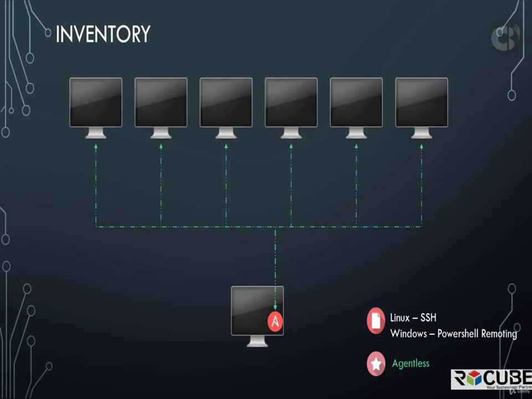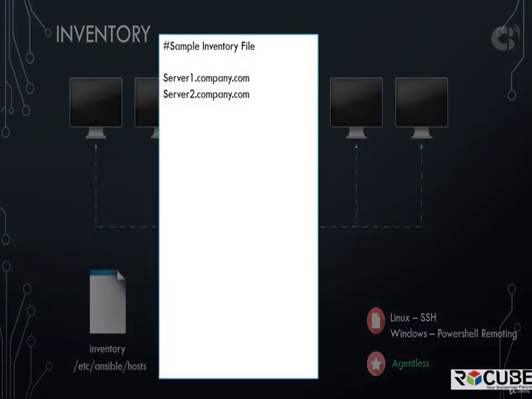One of the major disadvantages of most other orchestration tools is that you are required to configure an agent on the target systems before you can invoke any kind of automation. Now, information about these target systems is stored in a file called an inventory file. If you don't create a new inventory file, Ansible uses the default inventory file located at /etc/ansible/hosts.